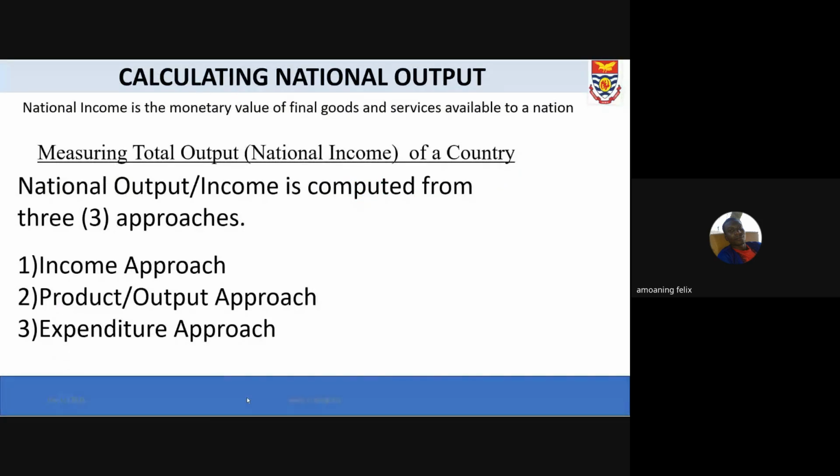So we come to the calculation of national income. I don't know the time. What's the time, please? The time is 9:23. I know that we have another 1 hour. So we have exhausted about 25 minutes.